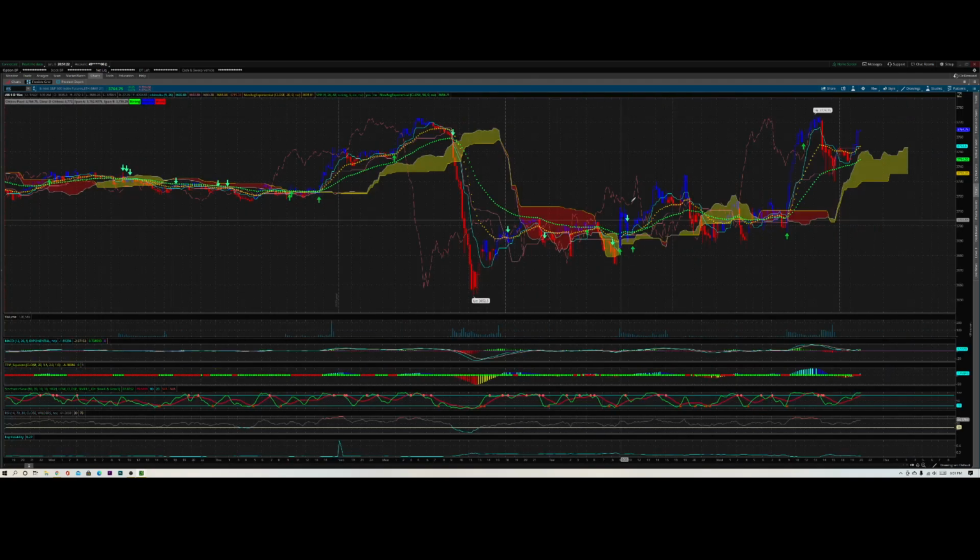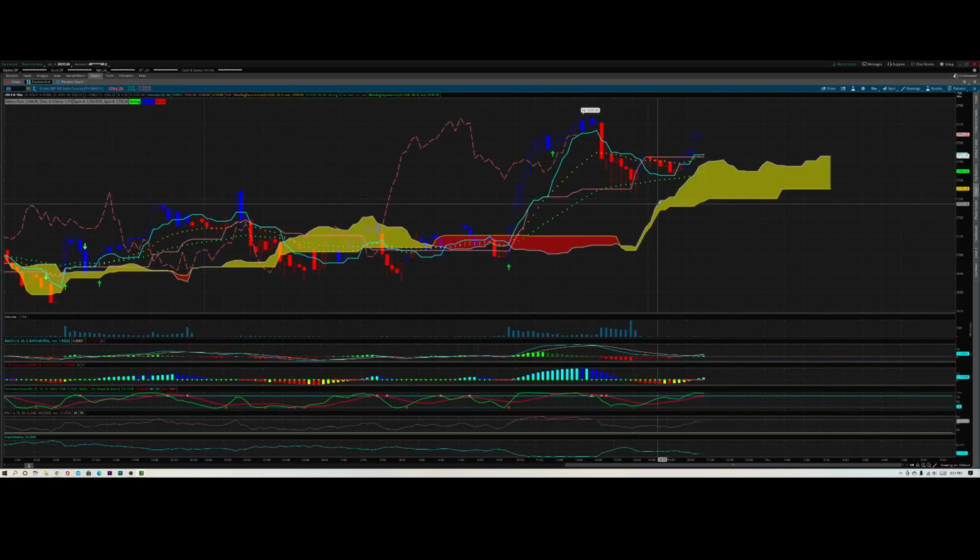Boom. So ES, it's moving right here. This is one of the areas right here. Signal came in. It's moving in the right direction. Let's look at the NQ real quick.